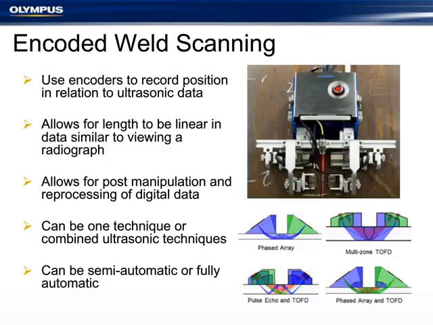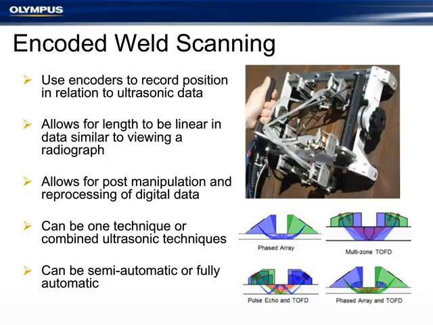Or we might have just a semi-automatic scanner. Semi-automatic meaning it's encoded. We're going to record the linear movement of it and attach that to our data, but it has to be physically moved by the operator. So obviously a lower cost scenario, and both can be practically applied.